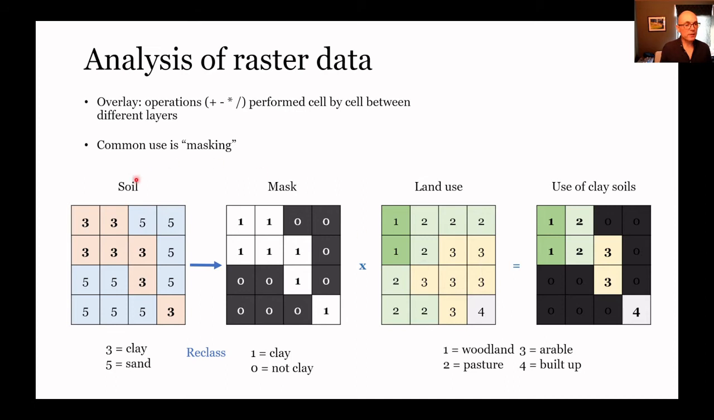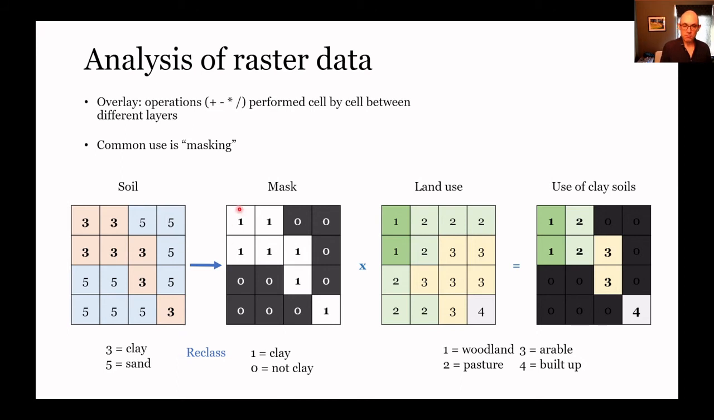So we have a soil map here. Each class of soil in this simple map is represented by an integer value. And so class 3 is clay, and class 5 is sand, and there are other classes around for different types of soil. And then we can perform something called a reclass on that, where we just say, well, everything that isn't clay gets a 0. Whatever it is, I don't care, it gets a 0. But everything that is clay becomes 1.